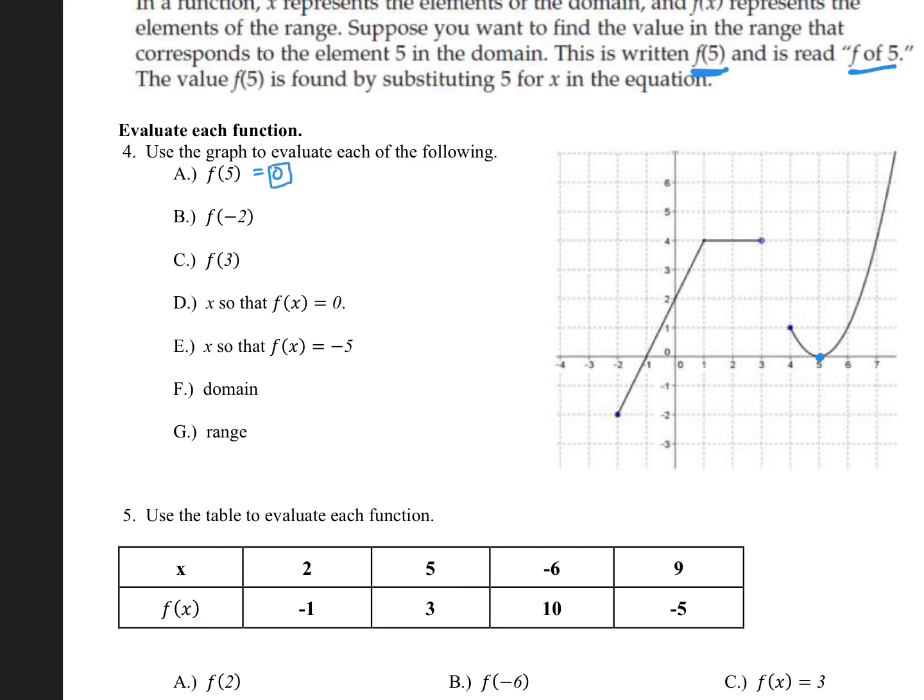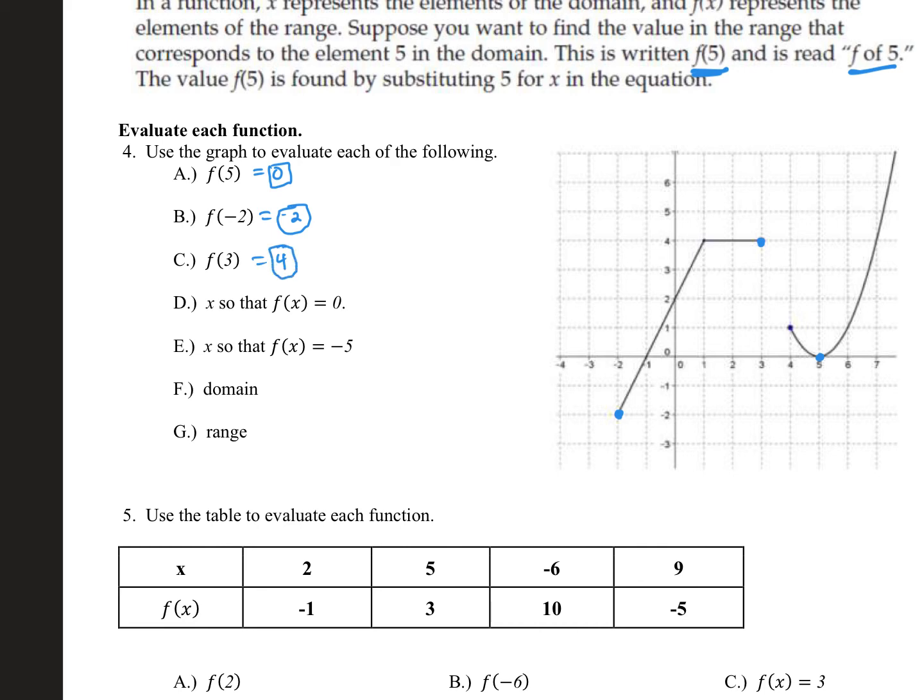Letter B, f of negative 2. So when I plug negative 2 in for x, what do we get out for y? Well, when I plug negative 2 in based off the graph, we get out negative 2. When I plug 3 in, I get out 4. Now in D, it's a little different.